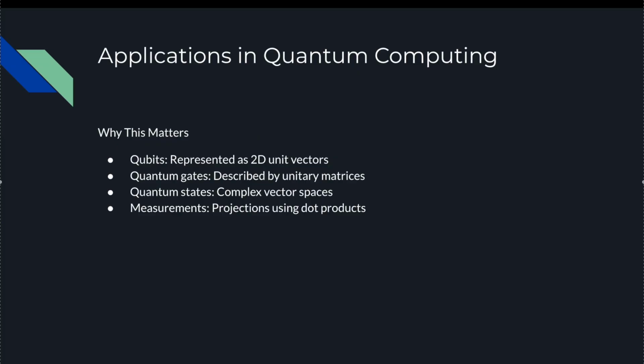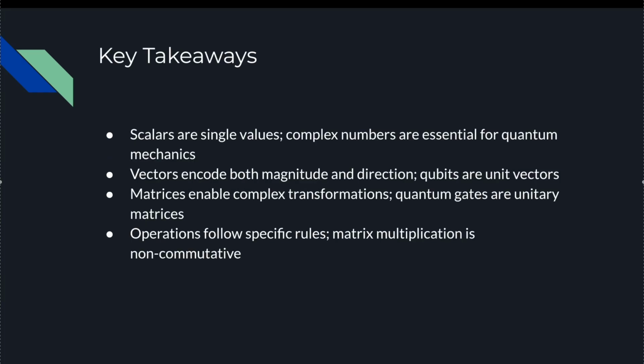Now applications in quantum computing. So why are we studying these vectors, matrices? Why are we doing all this? So qubits are represented as 2D unit vectors, and we'll talk about all these different quantum terms in the later lectures. Quantum gates, they're described by unitary matrices. Quantum states, they're complex vector spaces, and measurements in quantum, they're projections using dot products.